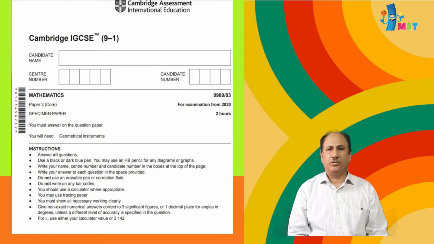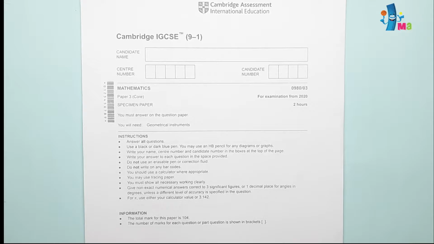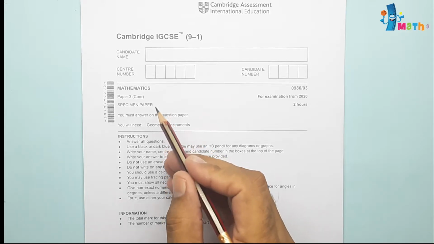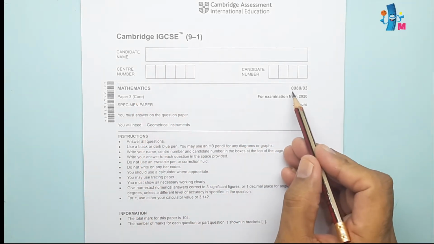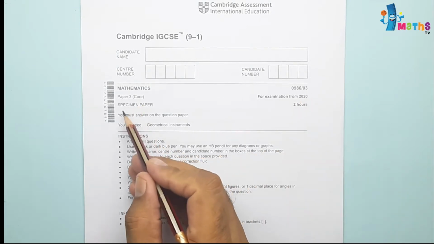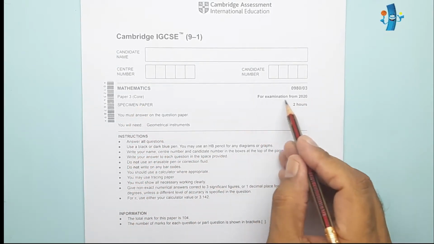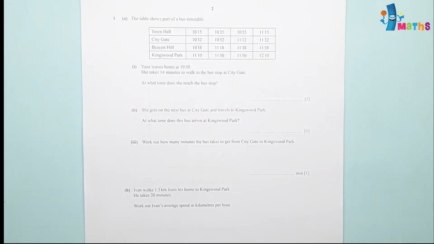IGCSE 91098003 SP 2020. Today we'll be going through Cambridge IGCSE 91 Mathematics paper 0980 paper 3, which is the core specimen paper for exam 2020. Question number 1, A part.